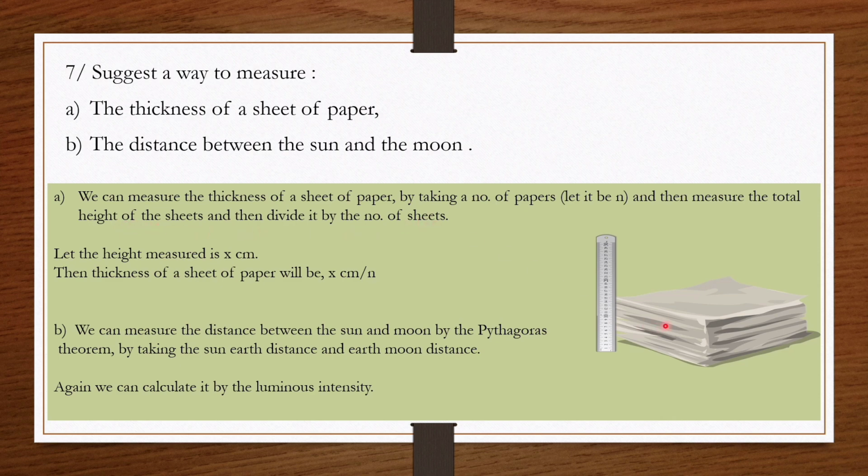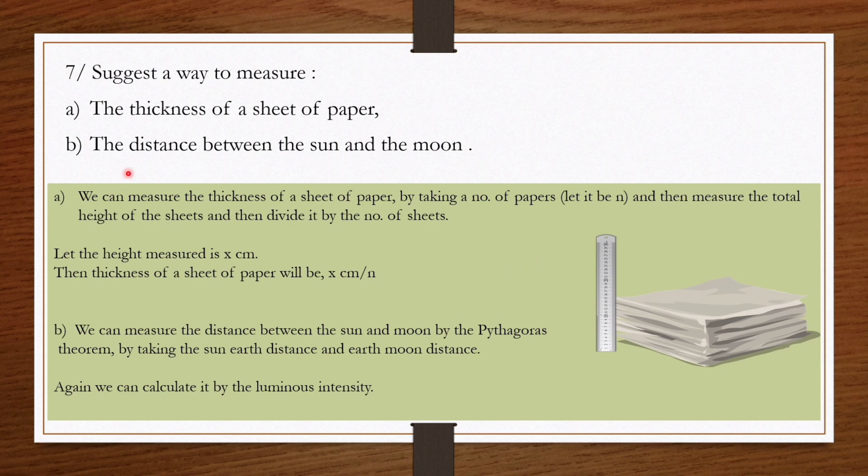So let this be n number of papers and here is our scale. Let the height measured be x m. So the thickness of a single sheet of paper will be x by n, that is, the height divided by the number of papers. Again, we can calculate it using a screw gauge.